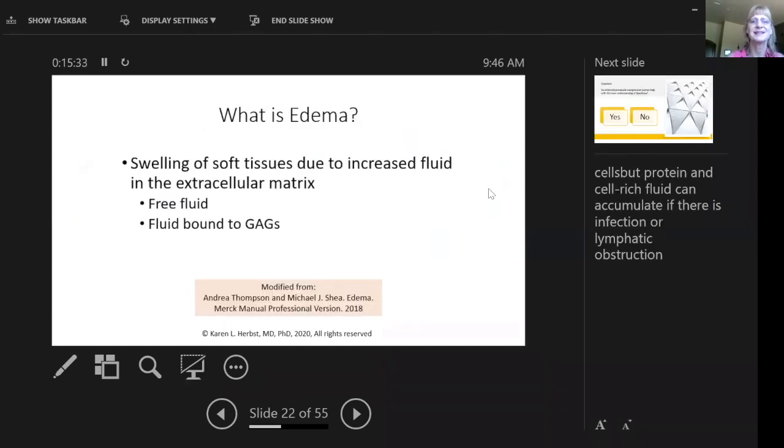So what exactly is edema and lipedema then? Or what exactly is edema? How can we define it better? Swelling of soft tissues due to increased fluid in the extracellular matrix. There's free fluid, but there's also fluid bound to glycosaminoglycans. You see both of these in lymphedema, and you see fluid bound to glycosaminoglycans in lipedema.